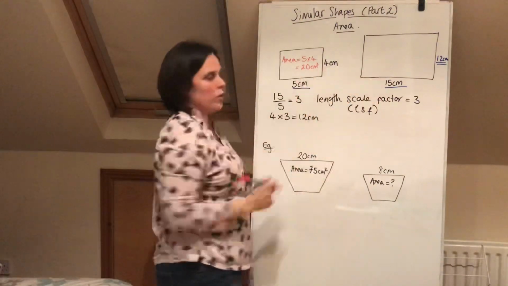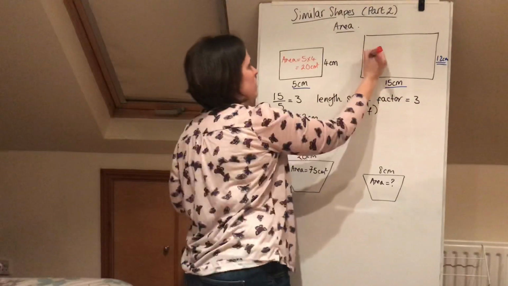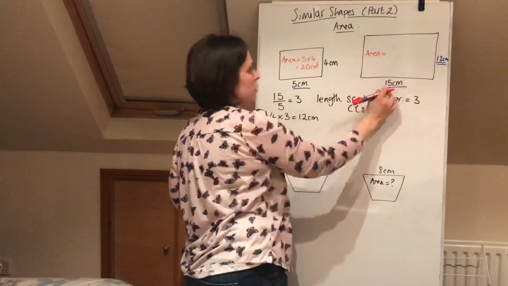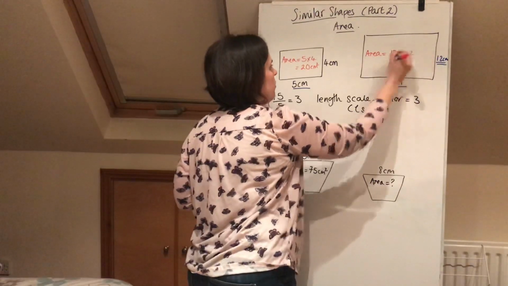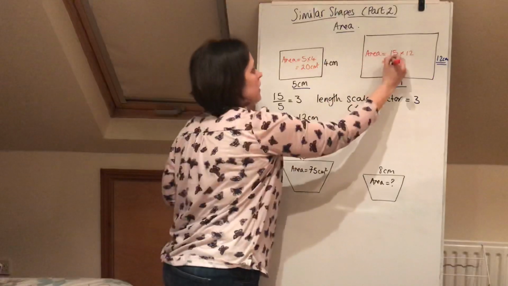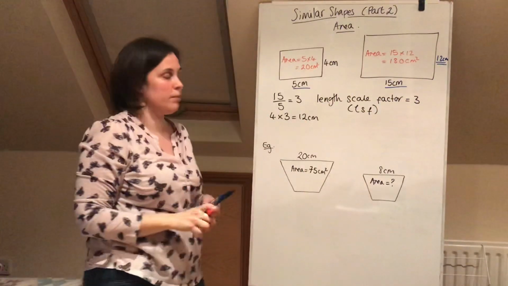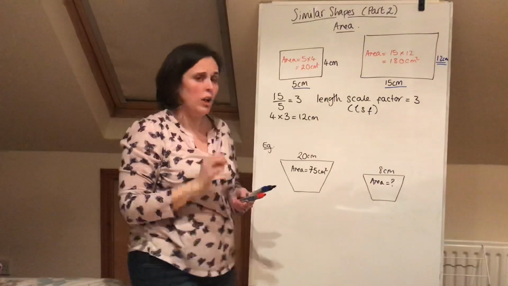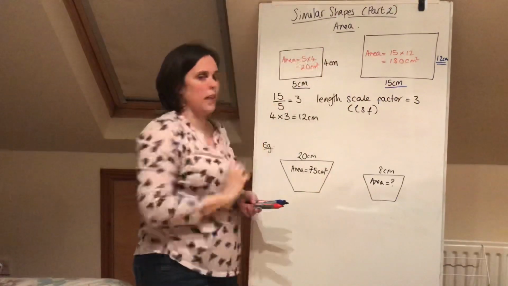And then for this rectangle here, I do exactly the same. This time the area is equal to 15 times 12, which actually gives us 180 centimetres squared instead. Okay. Now, what I want you to think about now is have a look at these two areas.